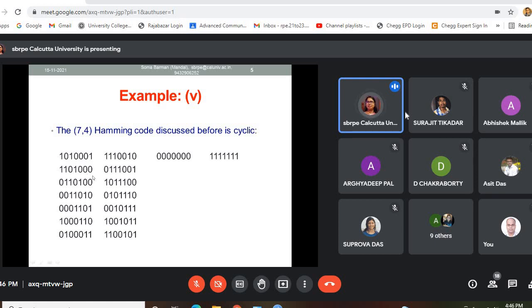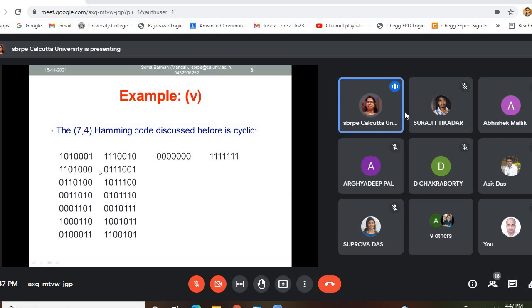So this will be the second. Now if I shift the second code word, so 0 will be coming over here, it will be 01100100. So that is the third one. Now if I shift the third one, it will be 0 over here, so 00111010. So this is the fourth one. If we go on one by one, it will satisfy all the circular shift property.